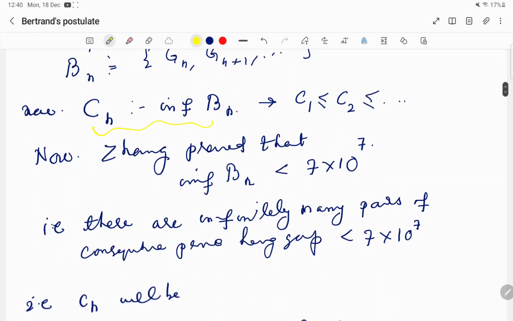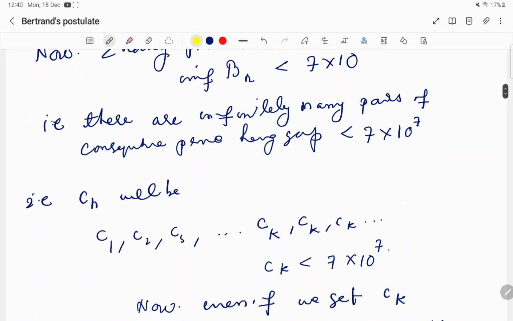Suppose it is going like C1, C2, then at a particular time it will be CK. Then that CK is less than 70 million. So what is the meaning? If that CK is some number, say 7, that means there are infinitely many prime pairs having the gap 7. So that's the meaning of that theorem, right?